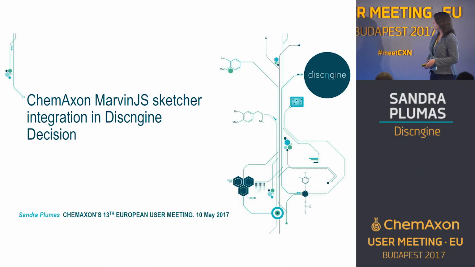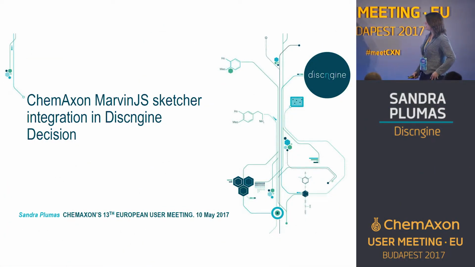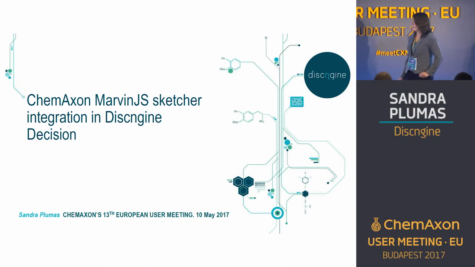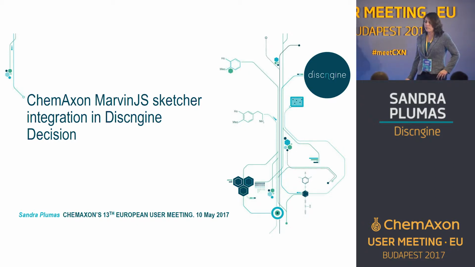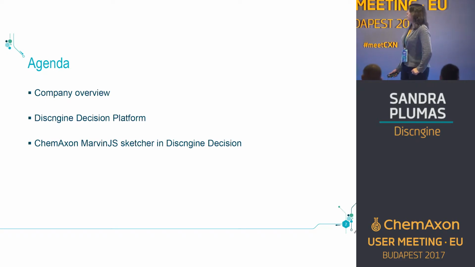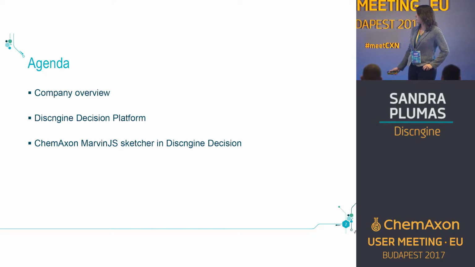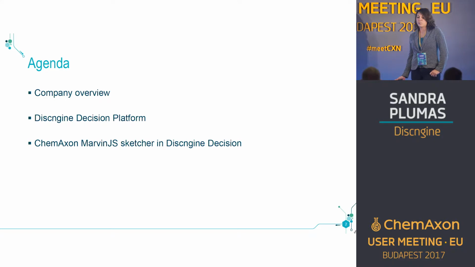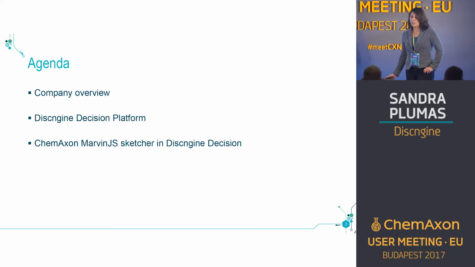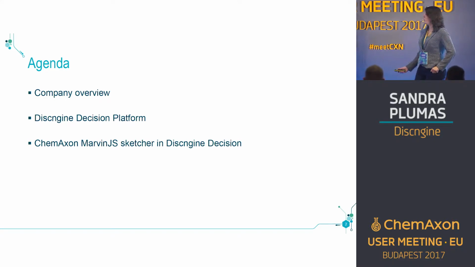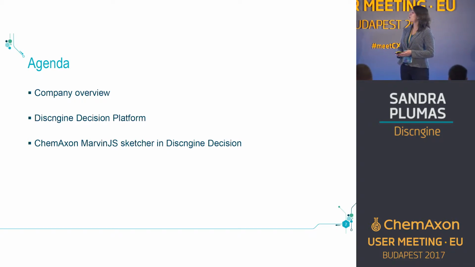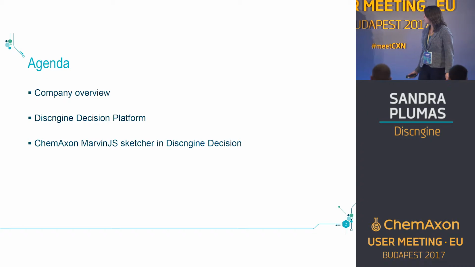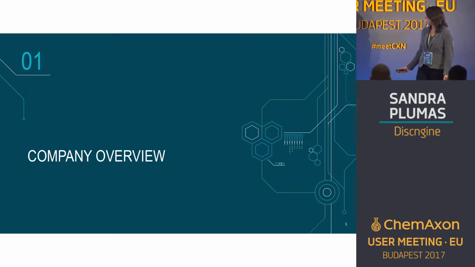I'm going to present you the integration of ChemAxon's Marvin JS sketcher in our scientific support platform, Discngine Decision. So first, I will tell you a few words about the company. In a second time, I will present you our scientific support platform, Decision. And finally, I will show you how and why we integrated Marvin JS sketcher in this application. So a few words about the company.